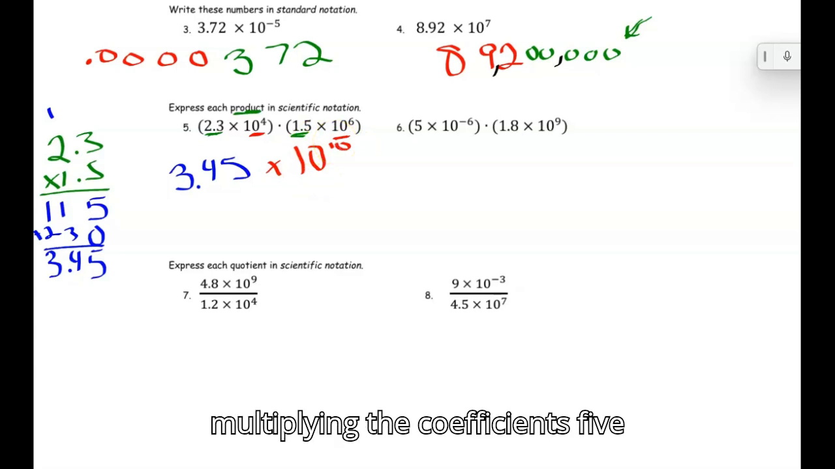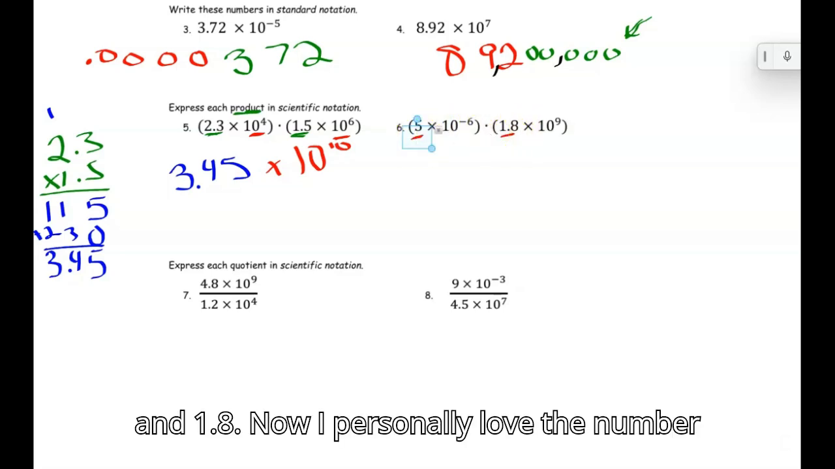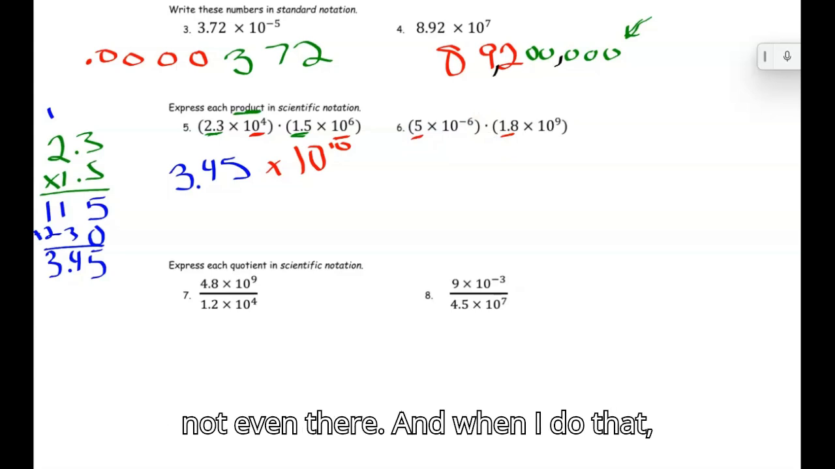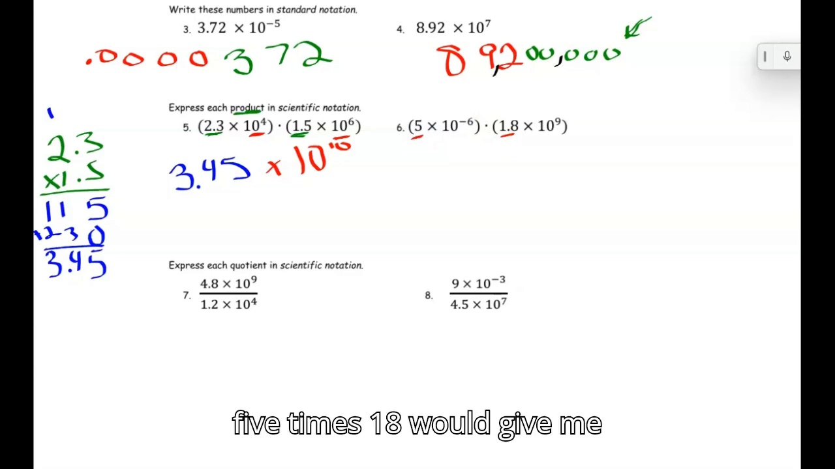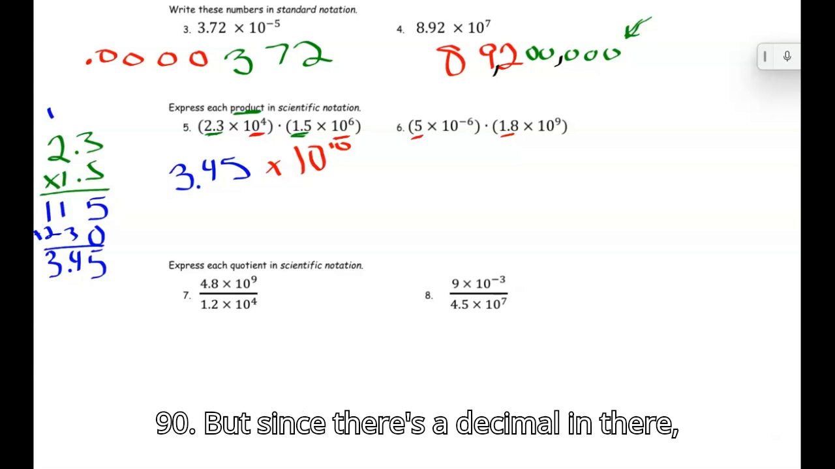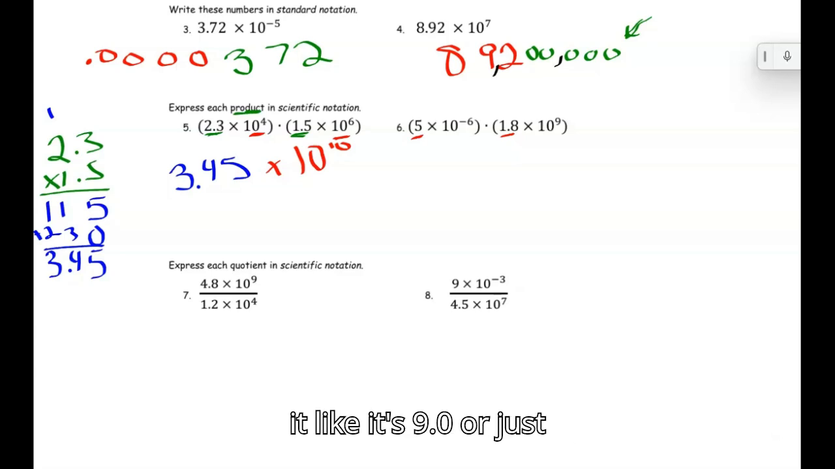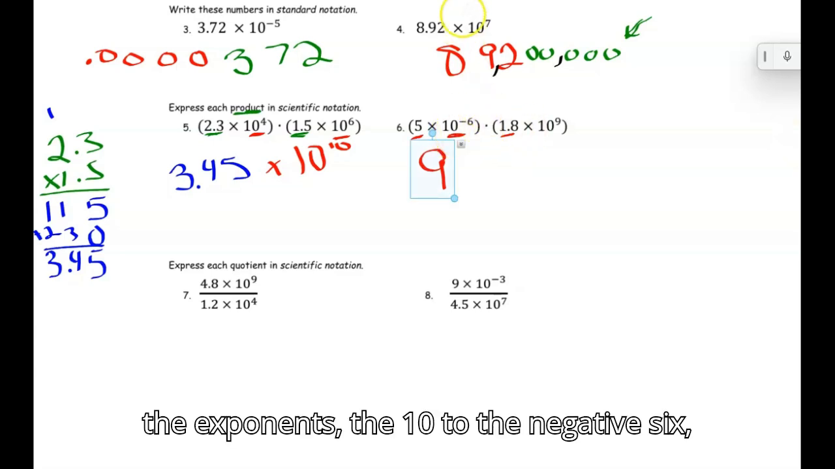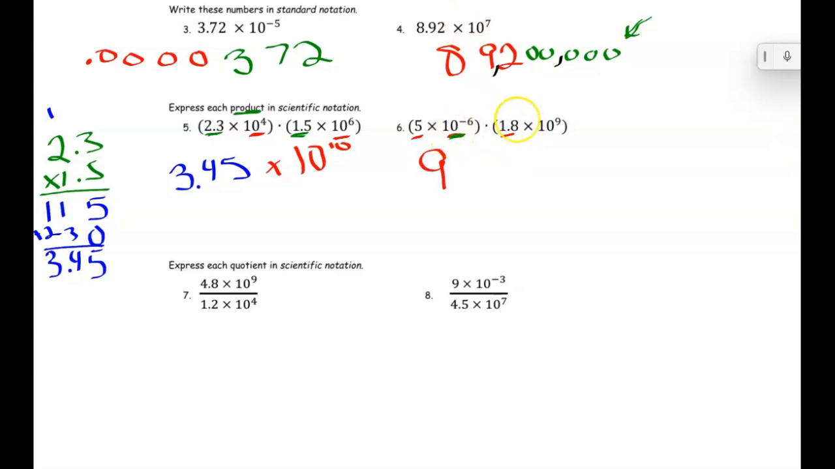This time multiplying the coefficients, 5 and 1.8. Now I personally love the number 18, so I'm going to pretend the decimal is not even there. And when I do that, 5 times 18 will give me 90. But since there's a decimal there, I got to bring it back, and I'm going to treat it like it's 9.0 or just simply 9.